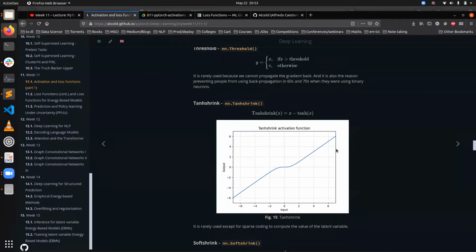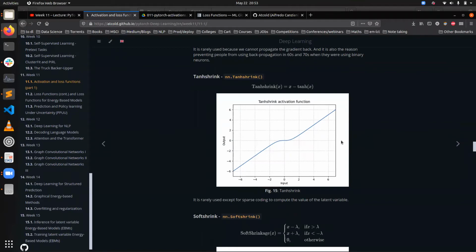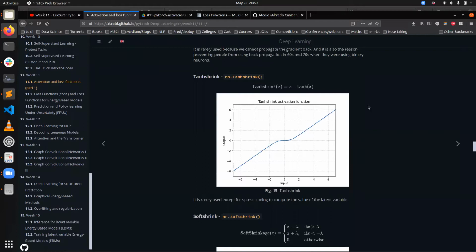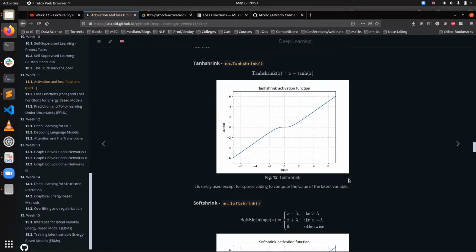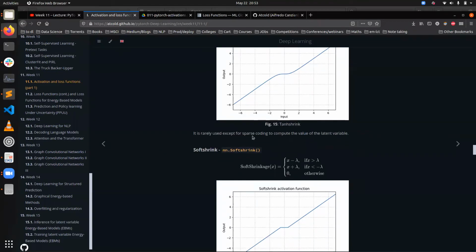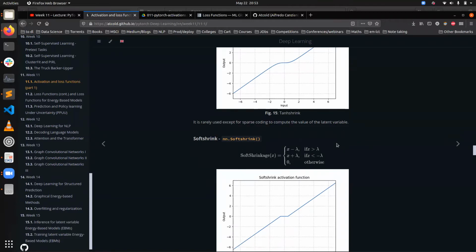Tan H shrink. These activation functions are not used in neural networks. What he said in the lecture was that it's used for sparse coding to compute the value of the latent variable. I don't know too much about that, so I can't explain much. It's not used in neural networks, but it is used for this purpose, sparse coding to compute the value of the latent variable. If anyone knows about this, please do, we can talk about that.